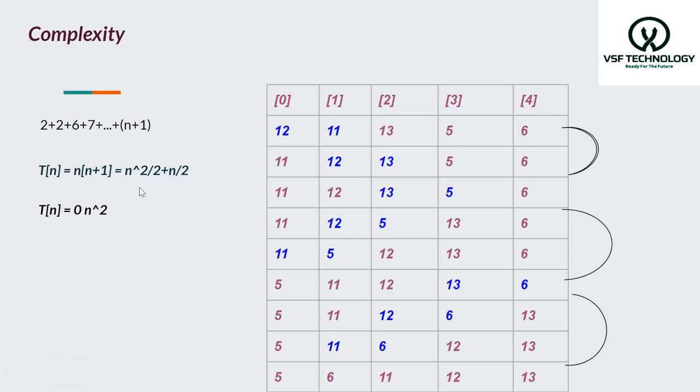It goes on like this until n minus 1. Then the time complexity is equal to n(n+1)/2, which is n square by 2 plus n by 2. Time complexity is equal to O(n square).